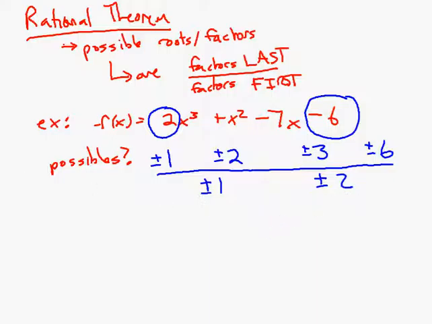So now what I need to do is get all the combinations. I want you to watch how I get these combinations. So here's how I start. 1 over 1, plus or minus 1. 1 over 2 I'll do later. 2 over 1, plus or minus 2. 3 over 1, plus or minus 3. 6 over 1, plus or minus 6. Now I'll go back. 1 over 2, that's a half, right? 2 over 2 is simply a 1, and I already have that. You see what I'm saying? 3 over 2, and 6 over 2, well, what's 6 over 2? 3, and I already have that.